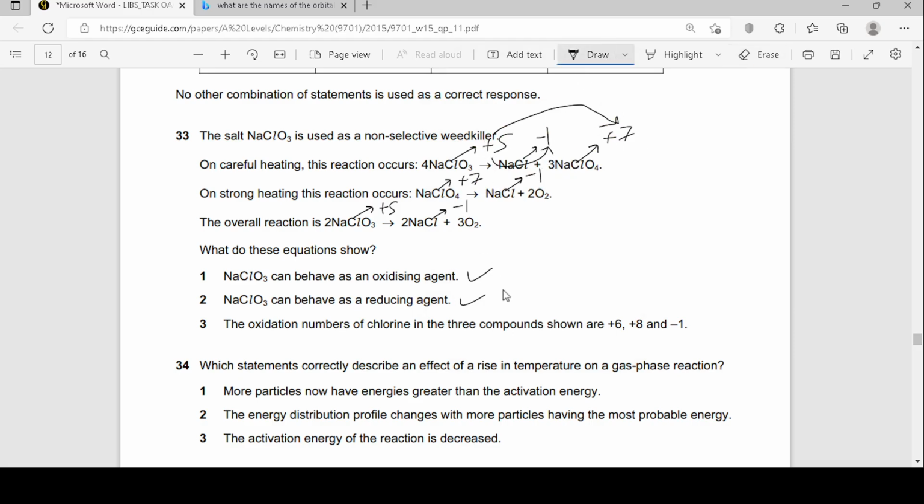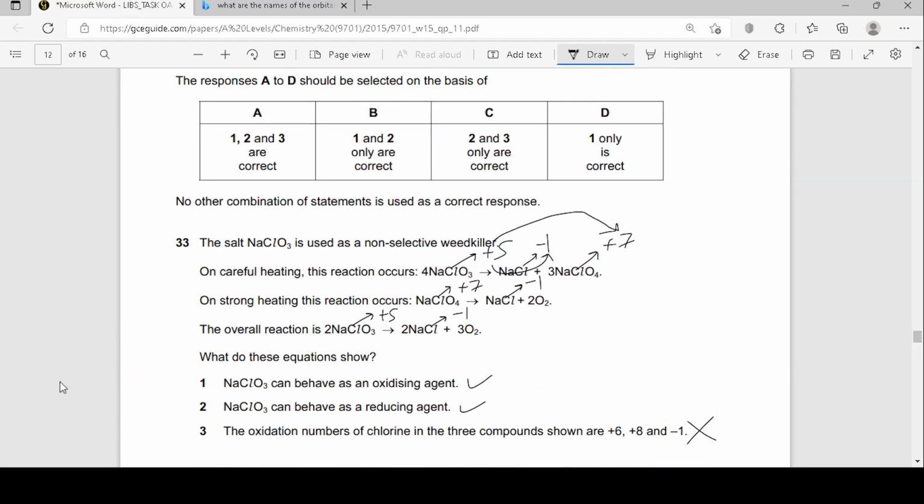So the oxidation numbers of chlorine in the 3 compounds shown are +6, +8, and -1. No, I've got +5, -1, and +7, so that is wrong. +5, +7, and -1 is wrong, and so my answer is 1 and 2. That means my answer is B.